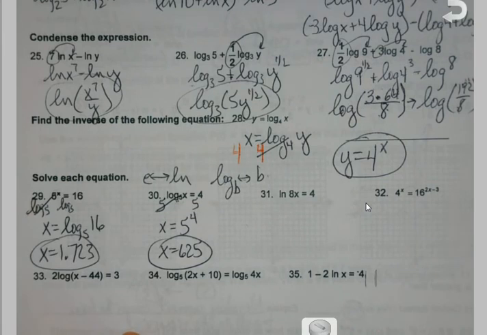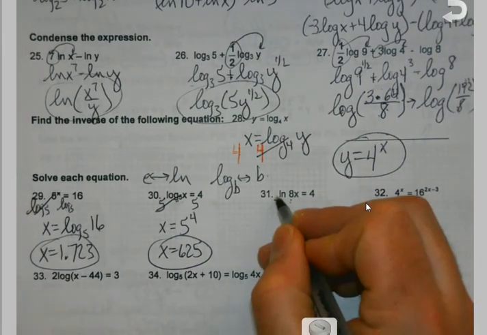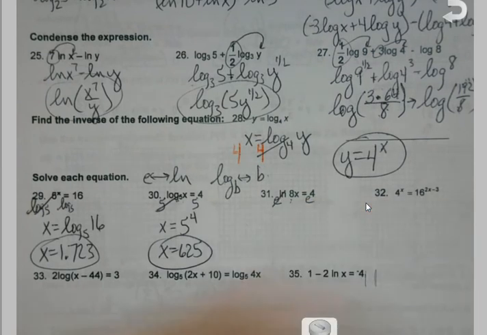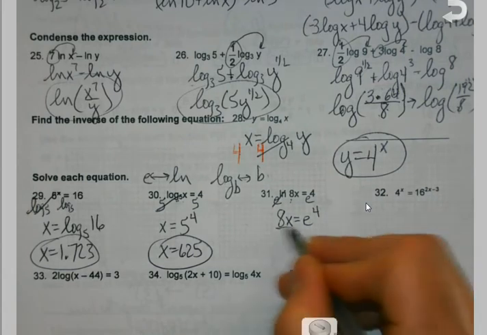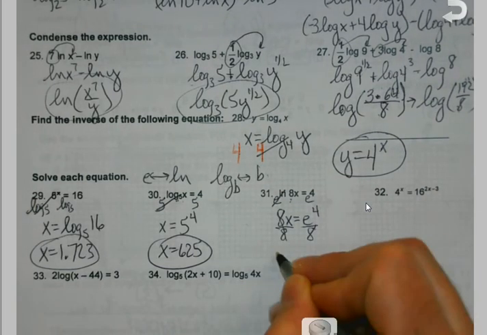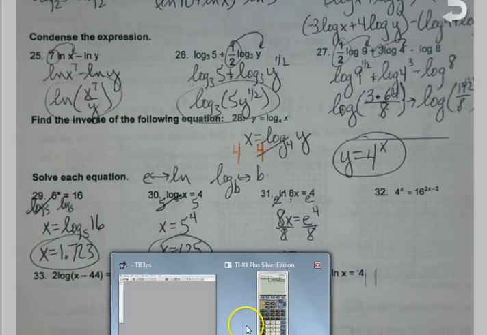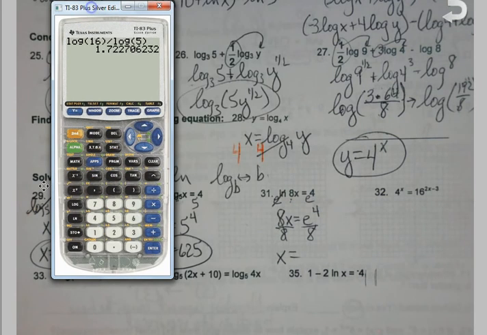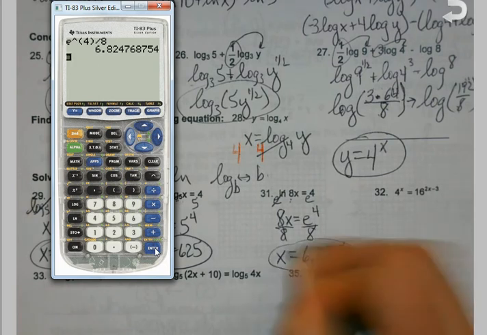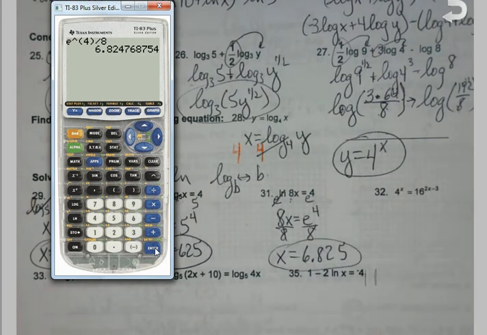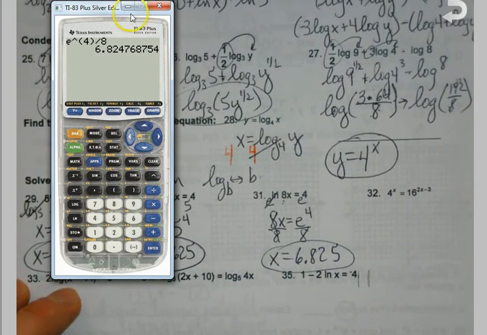I'm going to get that guy set. Here, natural log. Get that out. Don't do your e to the 4th yet because we don't want to round more than once. Now that I know that my answer is e to the 4th divided by 8, e to the 4th, make sure you close that parenthesis or you'll be in for a surprise. Get my value.